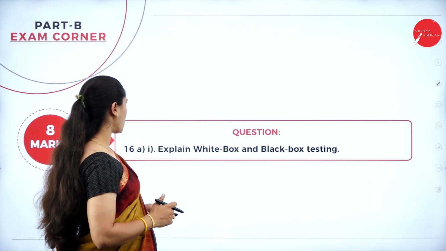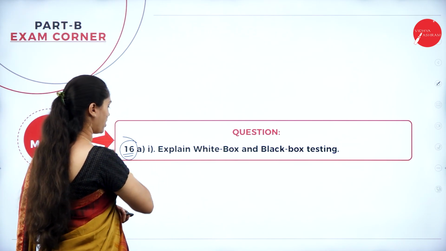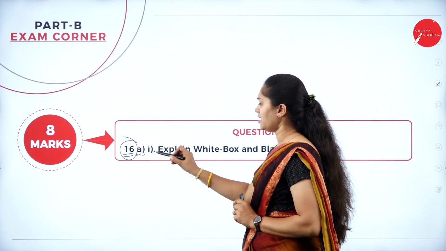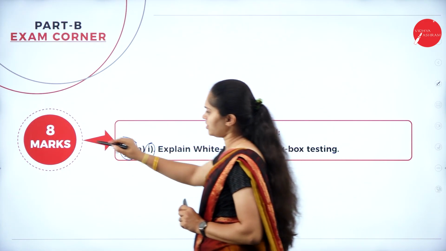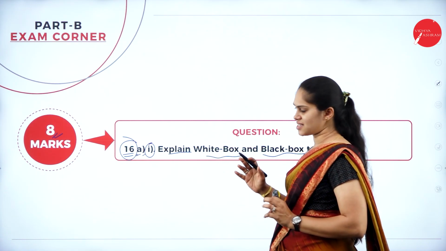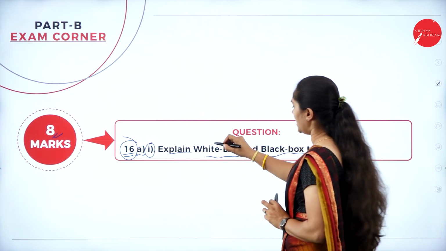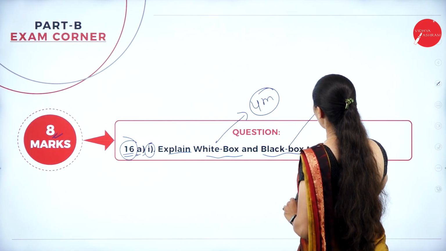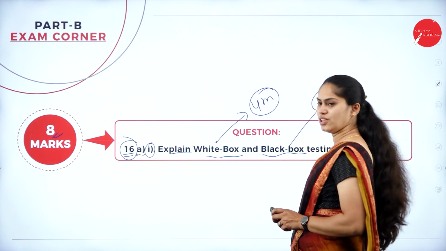Let me move to the last question, that is question number 16. In that, first we have sub-question A, which is of 8 marks. Explain white box and black box testing. If you see the marks distribution, it clearly says that white box testing is for 4 marks and black box testing is for another 4 marks.